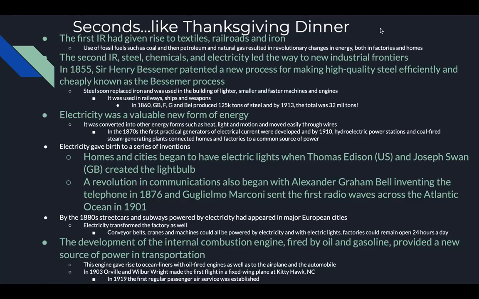Electricity transformed the factory as well. Conveyor belts, cranes, and machines could all be powered by electricity and with electrical lights. Factories could remain open 24 hours a day, making all that money.